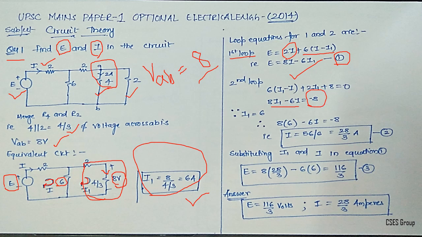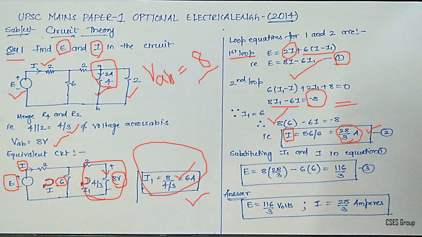So you have I1 with you. You have already determined that, which is 6 amperes. We can substitute this I1 value in this equation and you will get current I. If you do so, you will get I value as 28 by 3. So this is the current flowing in the other loop, which was required to be determined. Next, take this current I and substitute in this equation.